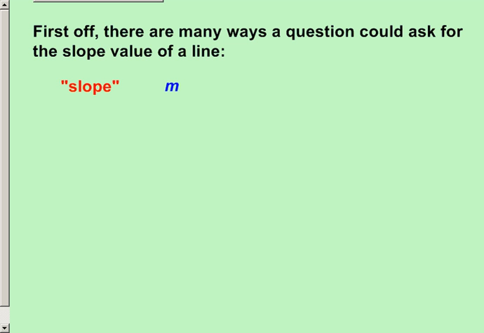M, lowercase m, is the algebraic representative for the idea of slope, as in y equals mx plus b. Keep in mind that graphing is an algebra skill, not a geometry skill. M in geometry typically means measurement. However, graphing is algebraic, and in algebra, lowercase m means slope.